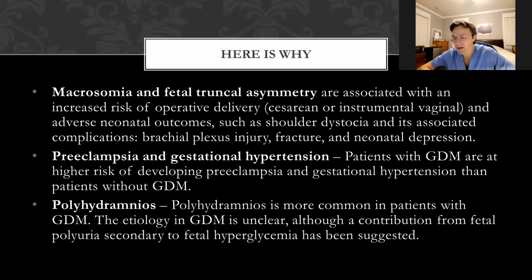Polyhydramnios is more common in a patient with GDM. Why? We don't know exactly why, but most of the evidence suggests that since the baby's sugar levels are too elevated, you have an osmotic effect, and the baby is just producing more amniotic fluid, because amniotic fluid, as we're all aware, is just baby's urine, right? Fetal urine. They pee in that little pool, and the more they pee, the more amniotic fluid they have, and they cause you polyhydramnios.